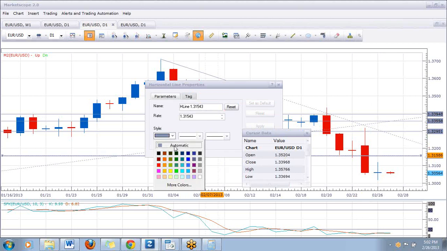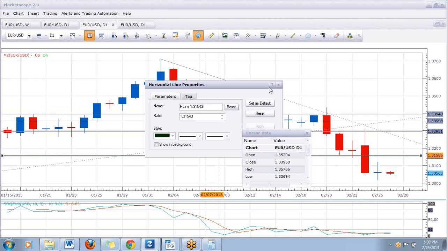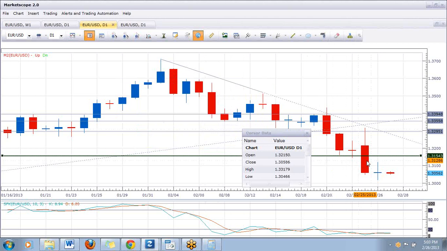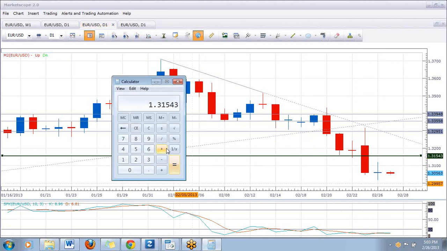I'll change that into green. There's a point. I didn't enter the first number correctly. Okay, just 1 second, please. Let me double check. The opening is 1.32150, right? So still the same, 1.3215. I just didn't put the 0 in between, the 5th decimal. Okay, let me double check that then.